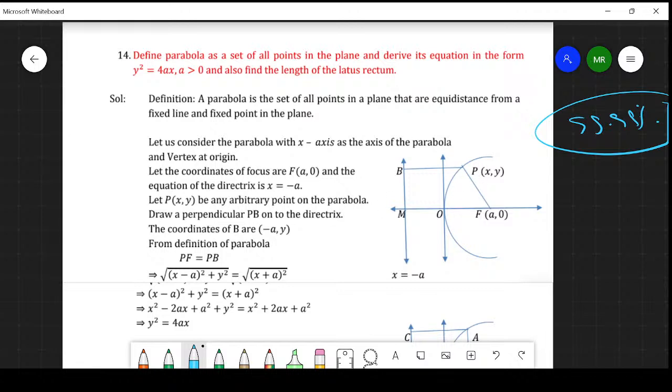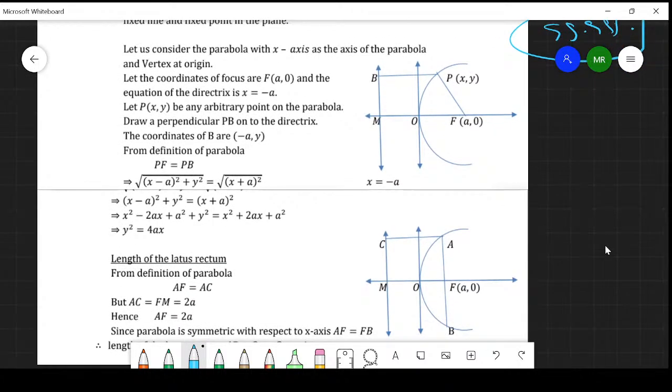But we know that in a parabola PF is equal to PB. Using the distance between two points formula, PF is root of (x minus a) whole square plus y square, equal to PB, which is the distance between these points. This will be equal to x plus a, since PF equals PB.